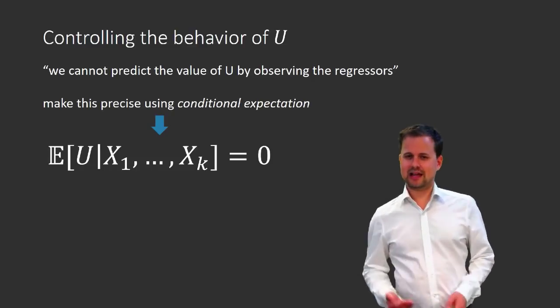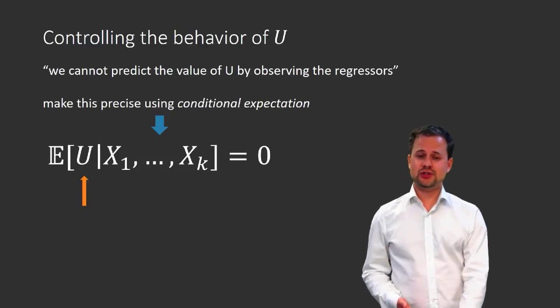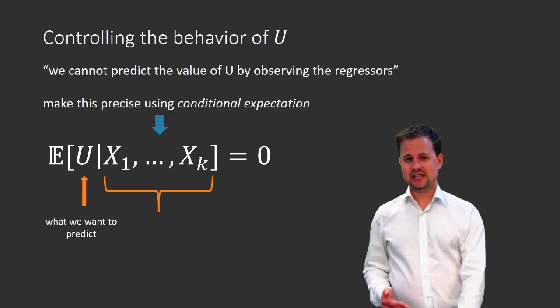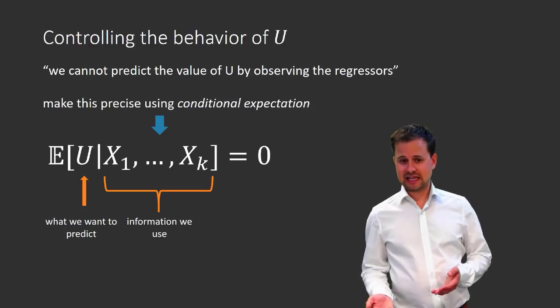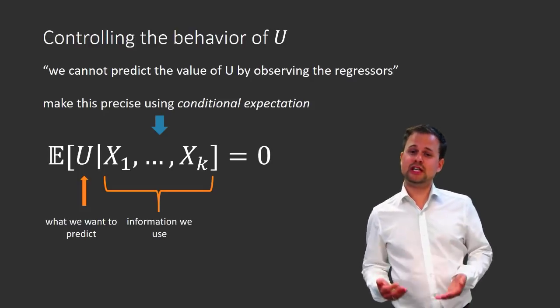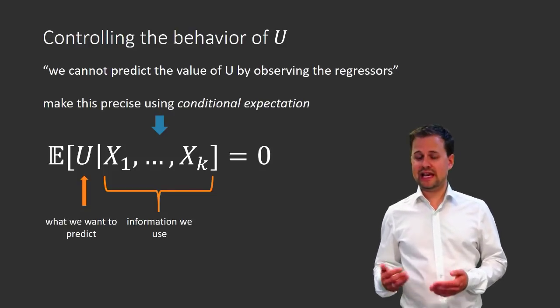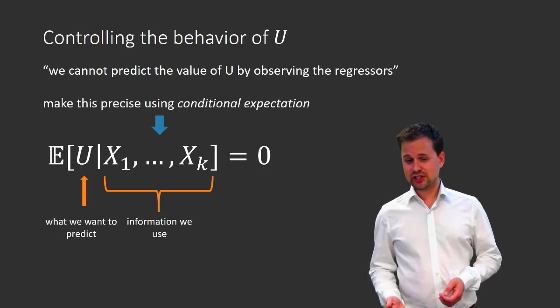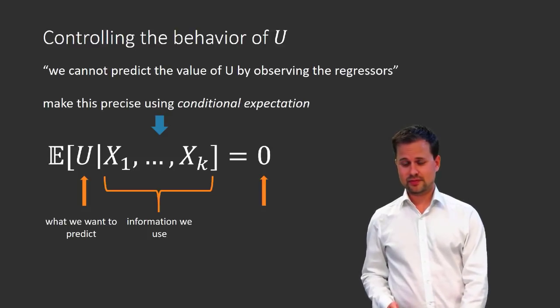Let me take that apart for you. So the u here, that's what we're trying to predict. Then the regressors, well, that's the information that we can use. And then the conditional expectation, that's a best prediction, an optimal prediction that exploits the information in the x's in an optimal way. So now our assumption is this best prediction is equal to 0. So 0 is the best prediction.